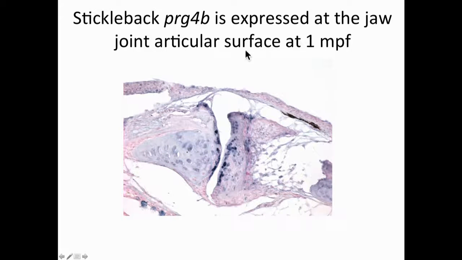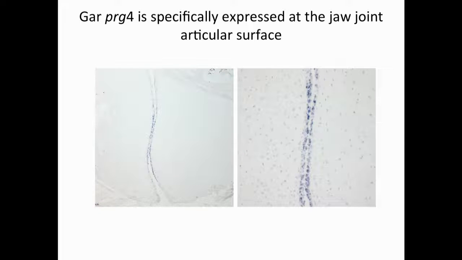And then stickleback, their PRG4B is again strongly expressed just at the articular surface at 1 month post-fertilization. And in the gar, their single copy of PRG4 is expressed only specifically in the very superficial layer of the articular cartilage, much like you would see in mammalian joints. And here's just a zoom in of that PRG4 expression.